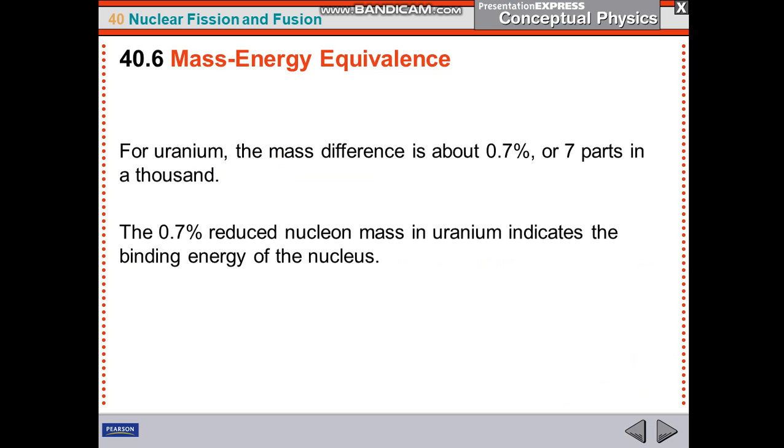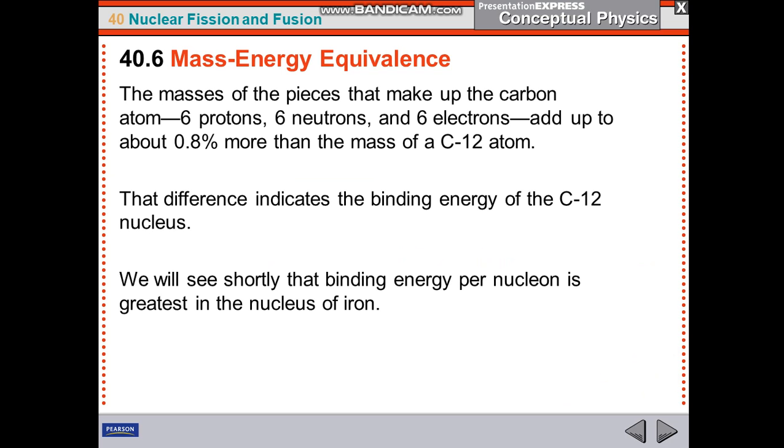For uranium, the mass difference is about 0.7% or 7 parts in 1,000. The 0.7% reduced nucleon mass in uranium indicates the binding energy of the nucleus. The masses of the pieces that make up the carbon atom, 6 protons, 6 neutrons and 6 electrons, let's say, add up to about 0.8% more than the mass of a carbon-12 atom. That difference indicates the binding energy of the carbon-12 nucleus. So you can understand the binding energy from here.